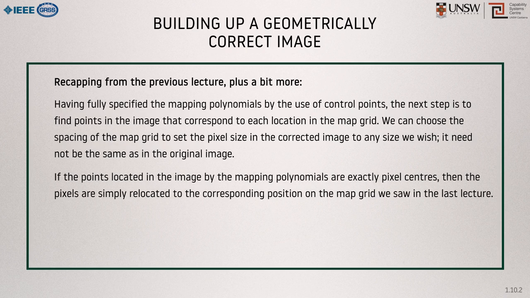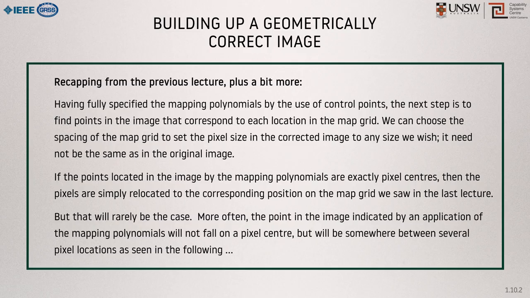If the points in the image indicated by the mapping polynomials fall exactly on a pixel grid center, then the pixel is simply relocated onto the corresponding or correct position in the map grid. However, rarely will that be the case. More often, the point in the image indicated by the mapping polynomials will not fall exactly on a pixel center in the image, but somewhere between several pixel centers, as we see in the next slide.